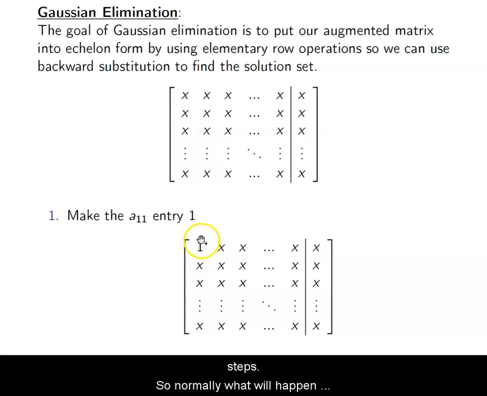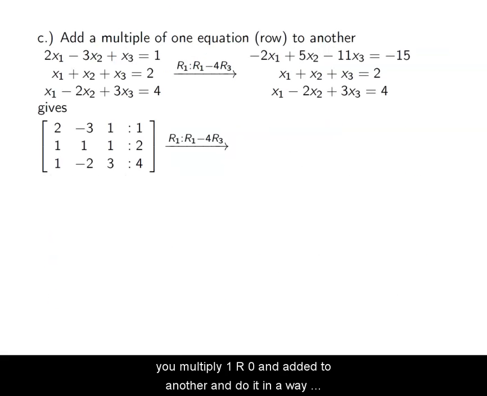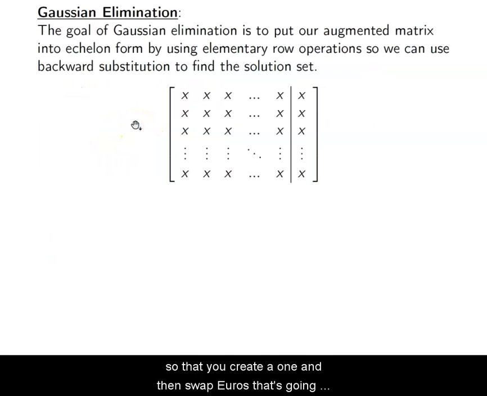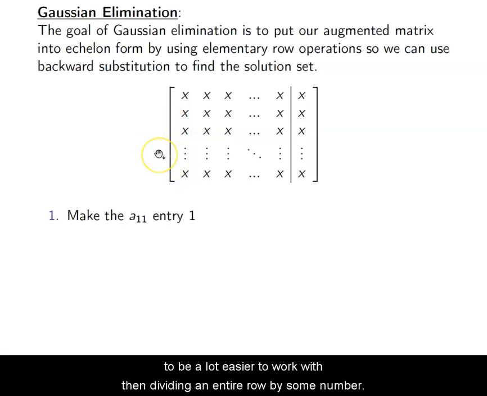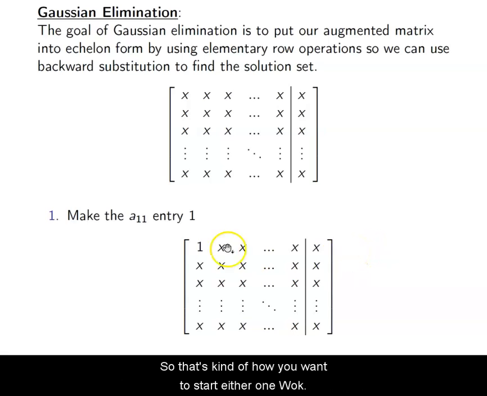Okay, so normally what will happen is, let's say that this was 12, somewhere down here, one of these will probably be a 1 somewhere. So normally the first step that you want to take is to swap rows. That's normally the first thing to do, because if the first equation doesn't have a 1 in front, one of them normally will. And if it doesn't, okay, then use the third operation where you multiply one row and add it to another, and do it in a way so that you create a 1 and then swap your rows. That's going to be a lot easier to work with than dividing an entire row by some number. Okay, so that's kind of how you want to start.